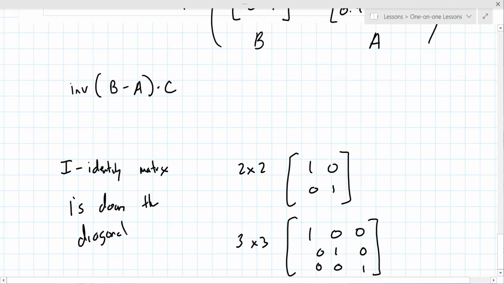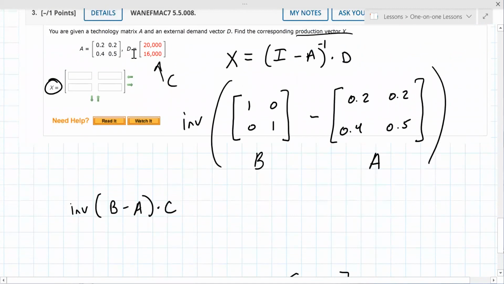Okay. And then A was given. Yeah, A is given. So you have this formula up here to do. Okay, got it. Okay.